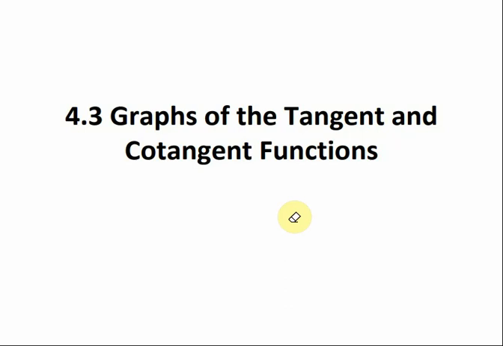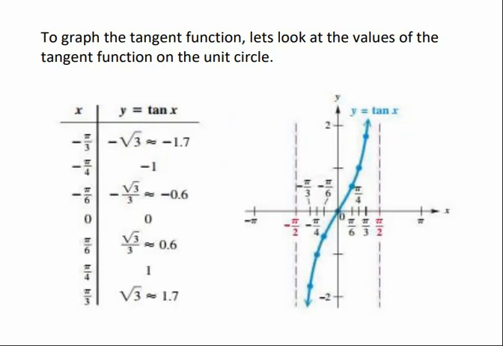4.3, graphs of the tangent and cotangent functions. To graph the tangent functions, we can look at the values of tangent on the unit circle. This chart has all the values between pi over 3 and negative pi over 3.